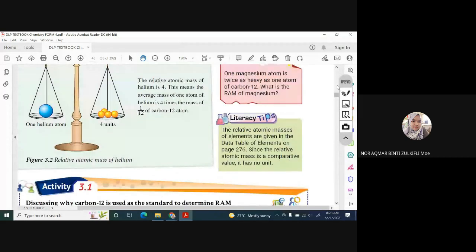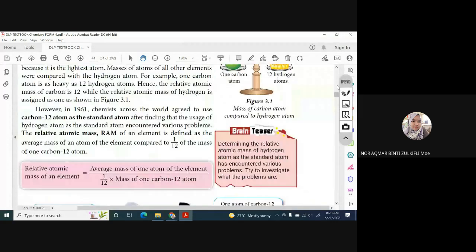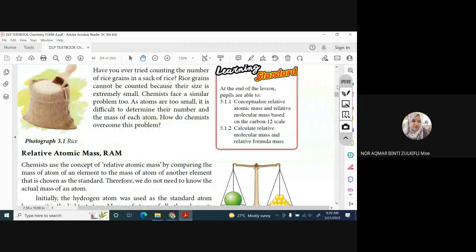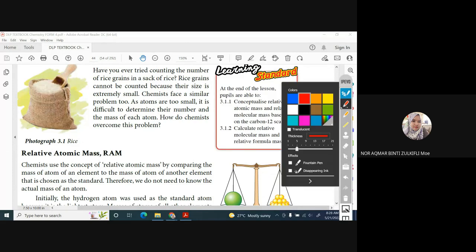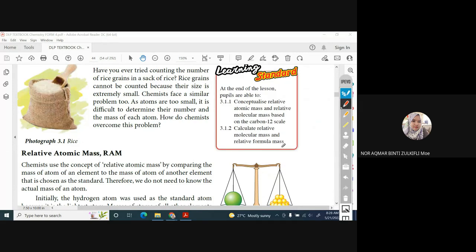Okay, now let's slow down a bit. I want to explain the meaning too, because sometimes the exam asks for the meaning. Okay, what is relative atomic mass? You just memorize the definition. So what is relative atomic mass? It means the mass for an atom.